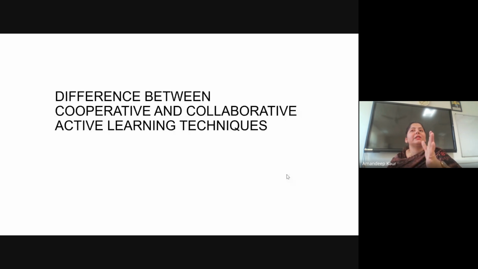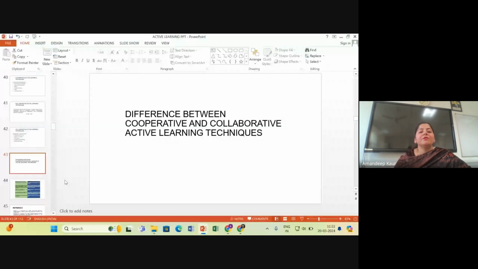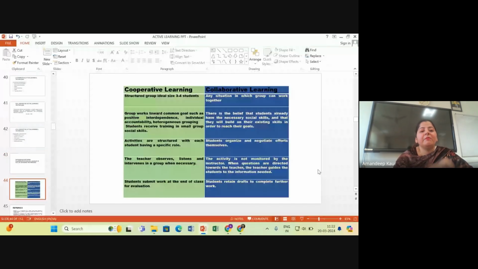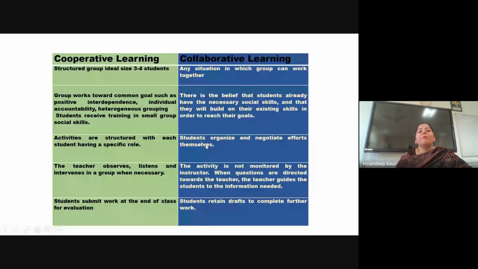So how can the teacher differentiate whether to use cooperative or collaborative teaching? It is totally dependent upon the kind of student population available with you. Cooperative is for a smaller size, collaborative for a group based activity. Cooperative is where I consider that students are yet to develop their social skills, so a supervised kind of experience needs to be created for the students.